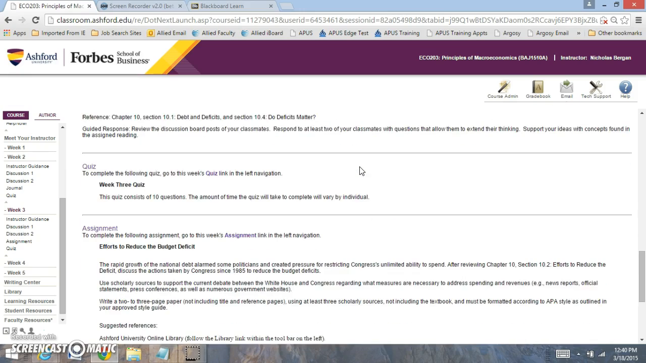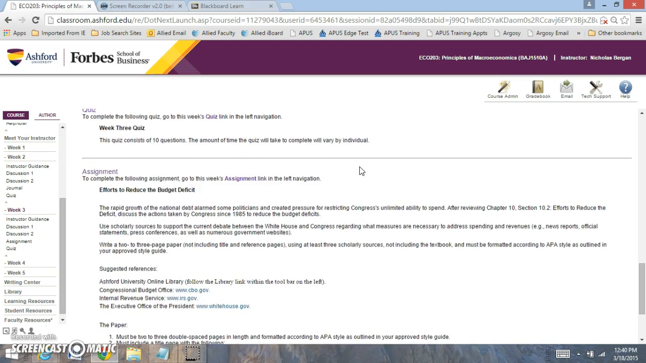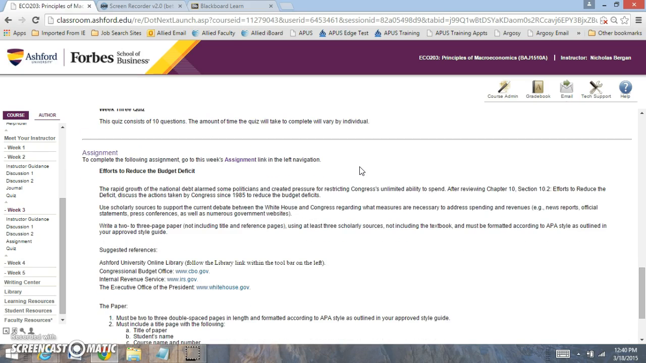For your quiz this week, you have 10 questions, only covering concepts in this week. And for your assignment, you want to write a 2 to 3 page paper with APA formatting, which has at least 3 scholarly resources. You want to look at the rapid growth of the national debt, what are some ways to reduce the deficit, and what are some of the implications of this high deficit on our economy. Those are some of the implications you want to focus on in your paper.